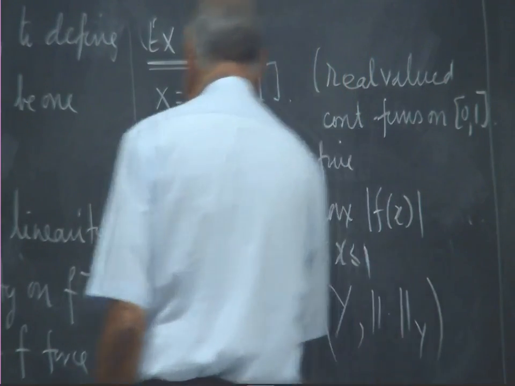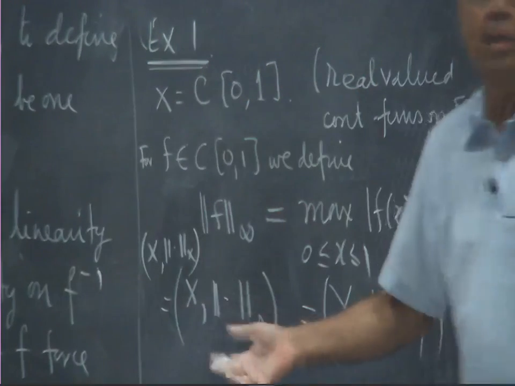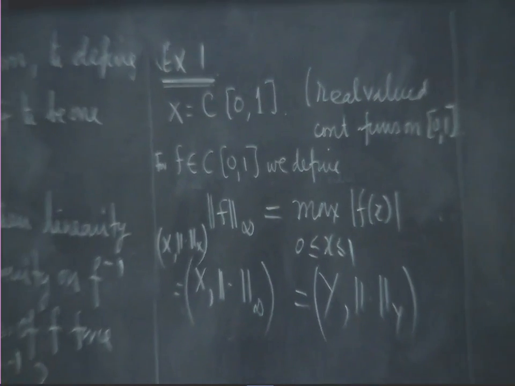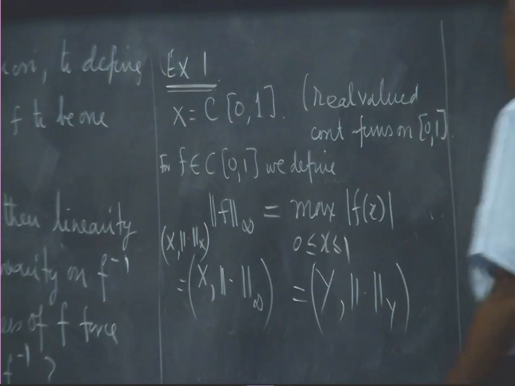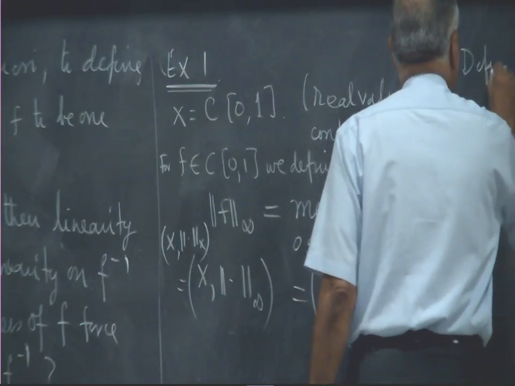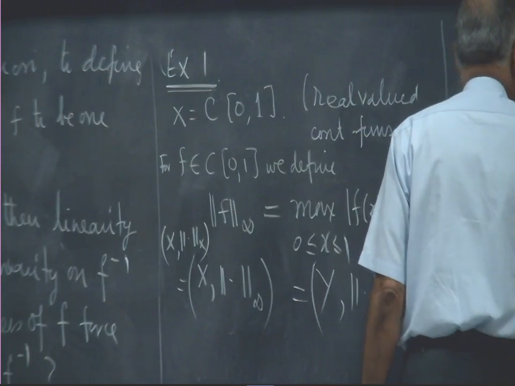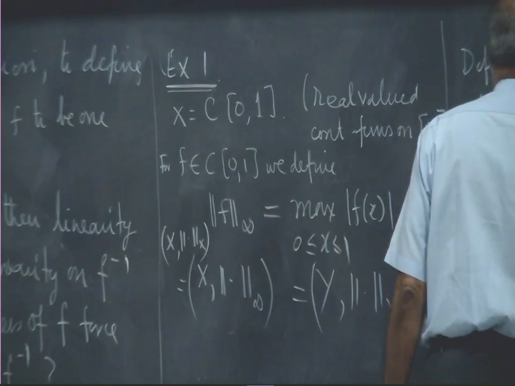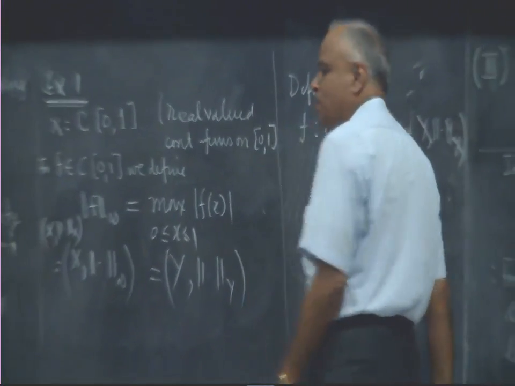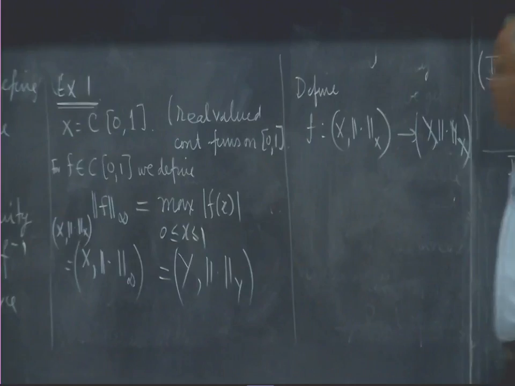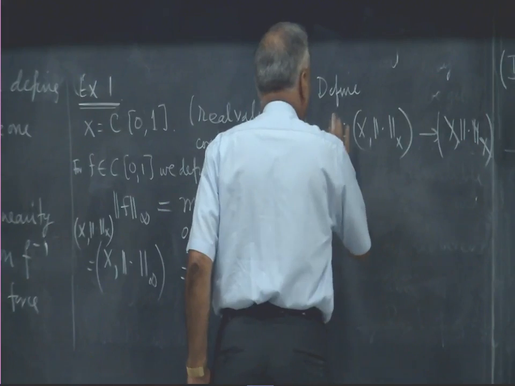So I am going to take both (X, norm x) and (Y, norm y). So I am looking at the same spaces. Again, you see the dimension problem is not at all there. Both are same spaces. Now define f mapping (X, norm x) to (Y, norm y), which is again (X, norm x), because Y and X are the same spaces.